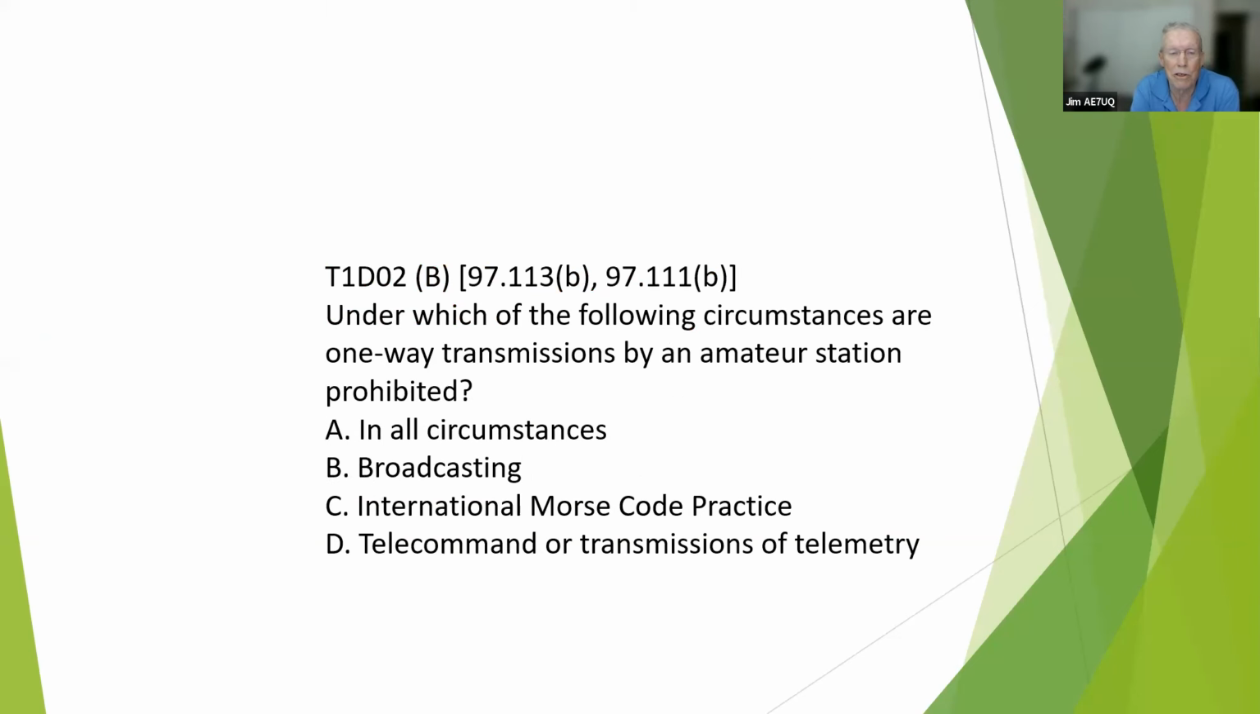Under which of the following circumstances are one-way transmissions by an amateur station prohibited? Broadcasting. This is something to keep in mind, is that you're not doing any commercial activities at all, which is what commercial broadcasting is. That's not allowed under amateur radio.